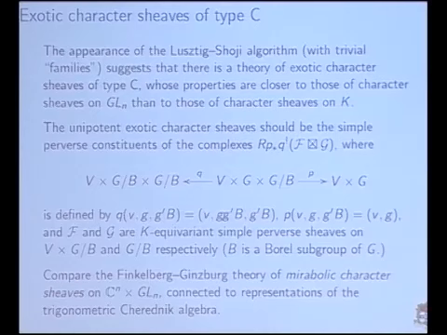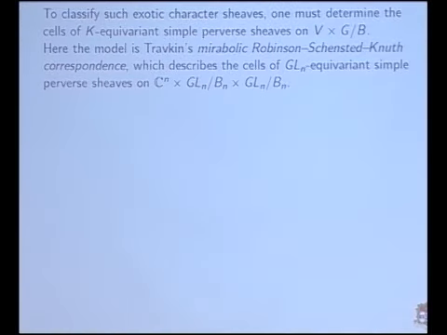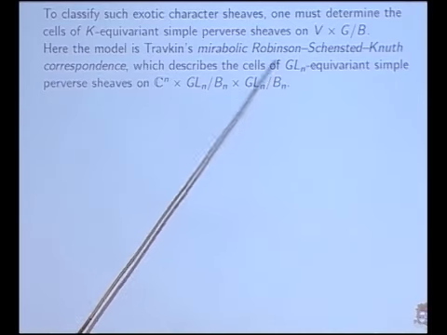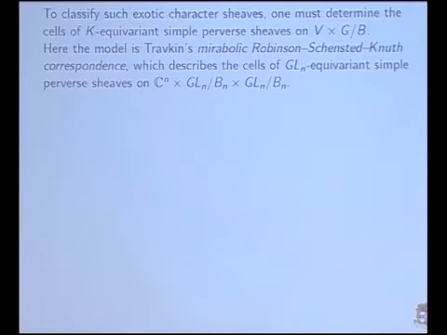So if you want to build a theory of character sheaves like this, then one of the main results is going to be the classification of character sheaves. And there should be a classification by cells, something like the ordinary one. And what that would mean geometrically would be the following. You'd have to firstly consider the K-equivariant simple perverse sheaves on V cross G mod B and develop some theory of cells for those. And Travkin has done something very similar for the case relevant to the mirabolic character sheaves, which is the case of GLN equivariant simple perverse sheaves on Cn cross two copies of the flag variety of GLN.